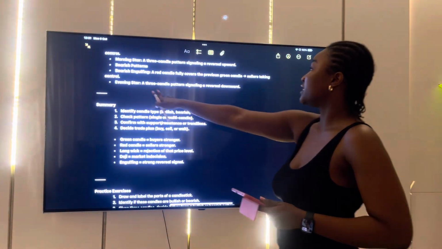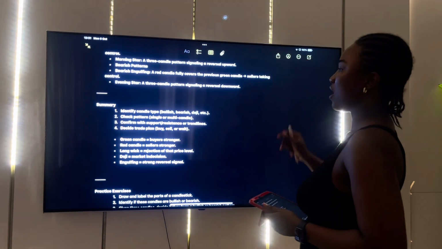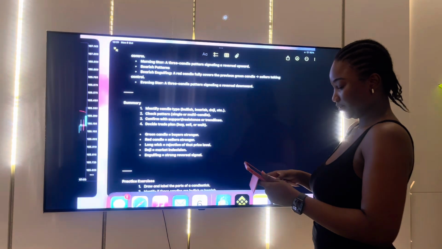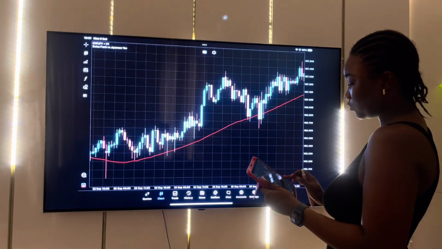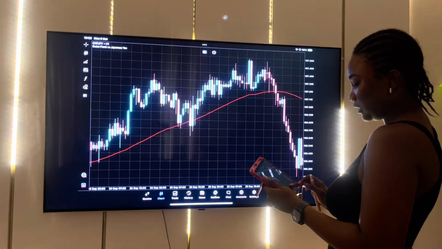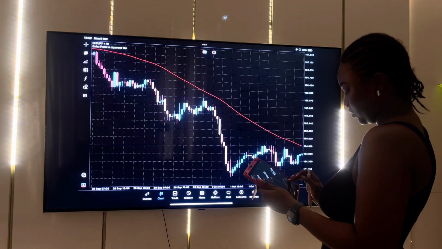Now the evening star, a 3 candle pattern formation signaling a reversal downward. Let's go towards that. A 3 candle pattern formation signaling a reversal downward.